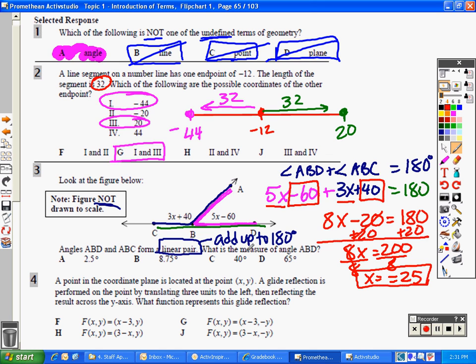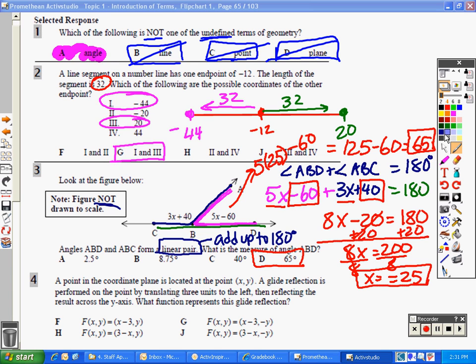All right, that's x. However, they want the measure of angle ABD. So I need to take this 25 and plug it back in. So I have 5 times x, that was 25, minus 60. 5 times 25 is equal to 125, minus 60 is 65. And that is going to be the final answer, which is D. All right, moving on to the next problem.